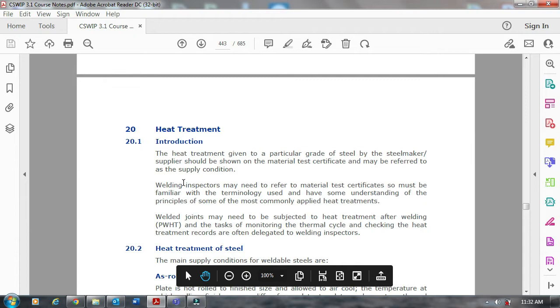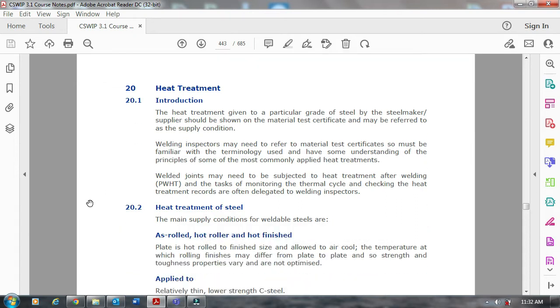Heat treatment as the chapter, I think chapter 20. So heat treatment is a very important chapter. Actually, this should have been in the first 4 or 5 chapters in CSWIP, not the 20th. I think they should first learn this, then learn the other components like welding. However, CSWIP must have had some reason to keep this at 20.